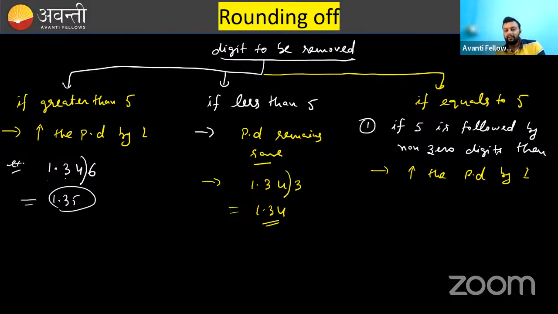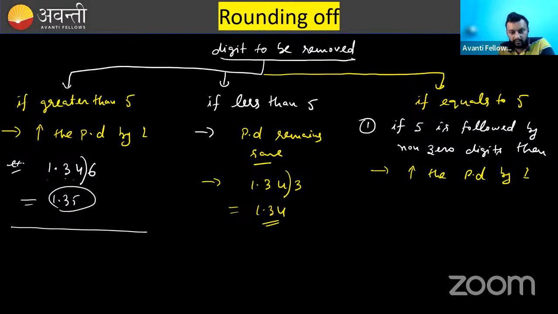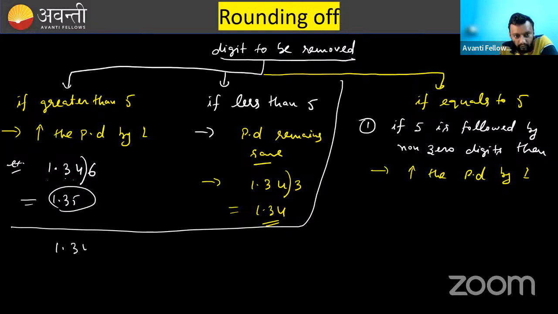Now, what does it mean? I will give you an example. This is the example of the third case. For example, it is mentioned 1.3451 and you need only three significant figures, up to this point. So the digit to be removed is 5, which is followed by a non-zero digit. So you will increase the preceding digit by 1. So it will be 1.35. I think the first point is clear.